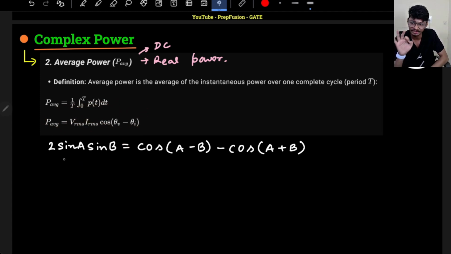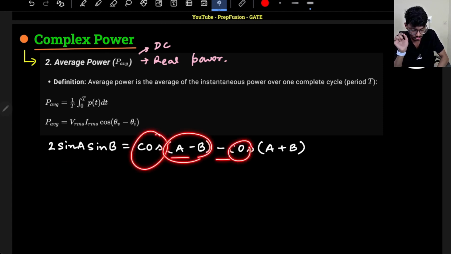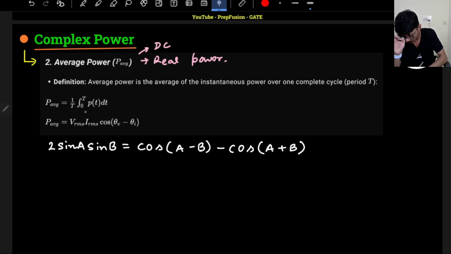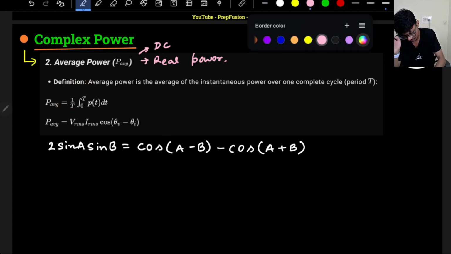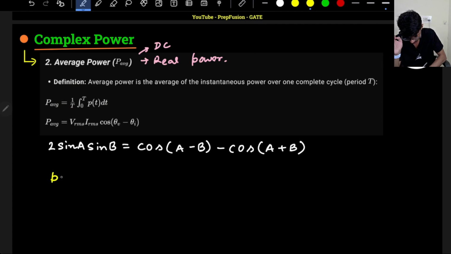So one formula, I hope you know, the basic trigonometric identity, that 2 sin A sin B is cos(A minus B) minus cos(A plus B). That's it, the trigonometric identity, I hope you know. So we will do the average. Basically, what is the expression for instantaneous power? The expression for instantaneous power is V(t) into I(t).